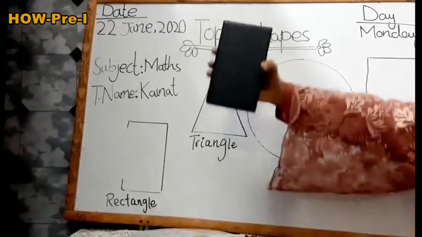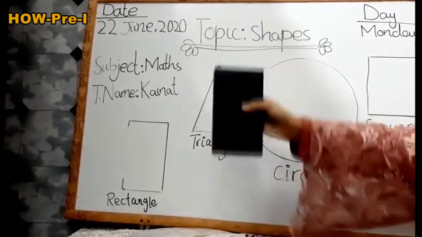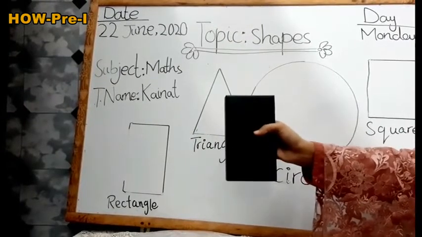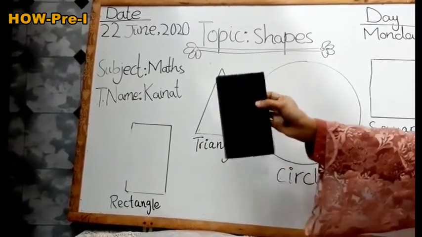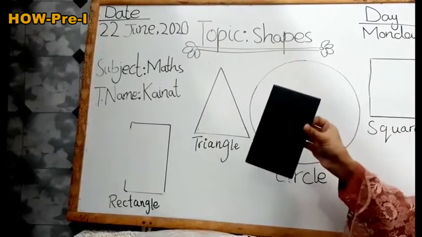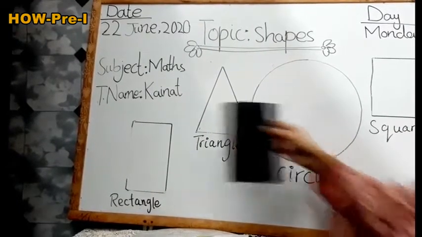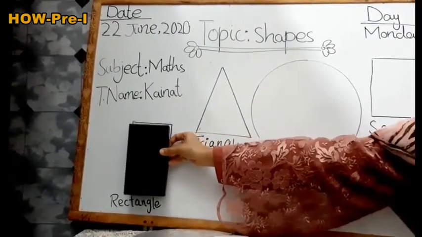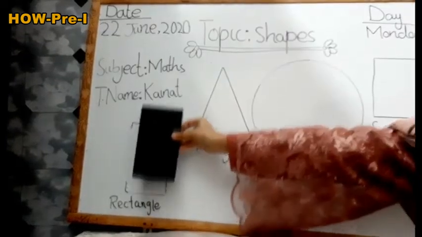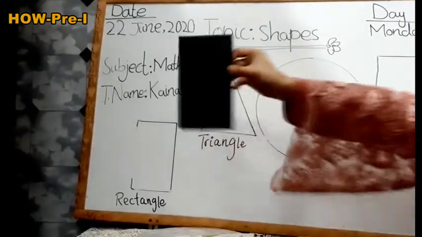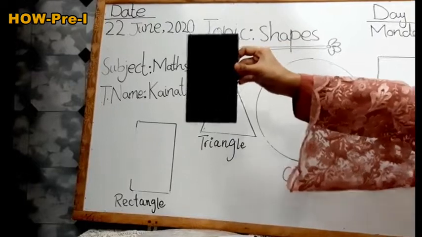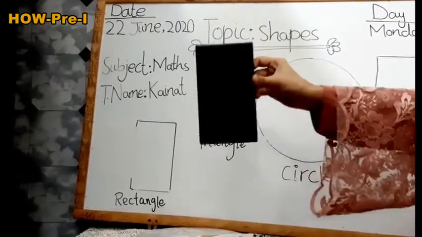Okay, the next shape is, which shape is this, Pre-KG 1? This is rectangle shape. Rectangle has four sides and four corners. Look here. Which shape is this, Pre-KG 1? I'm a rectangle. Rectangle has four sides.